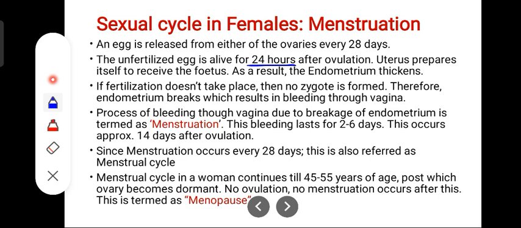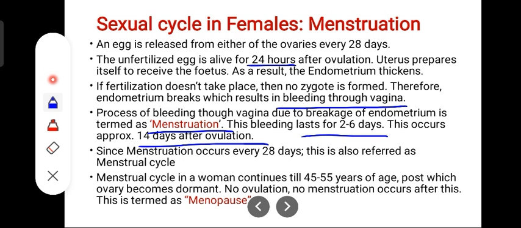एम्ब्रियो. लेकिन if fertilization does not take place, then no zygote is formed, so the endometrium breaks, which results in bleeding through vagina. Okay, and this is called menstruation. और ये bleeding कब तक होता है? 2 to 6 days तक bleeding होता है. and ये कब होता है बच्चों menstruation? approximately 14 days after ovulation. एग ओवरी से रिलीज होने के 14 days के बाद मेंस्ट्रुएशन होता है.